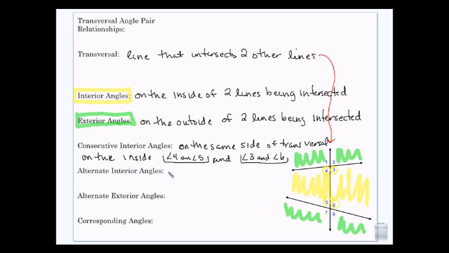Alternate interior angles are on opposite sides of the transversal and on opposite sides of the interior.